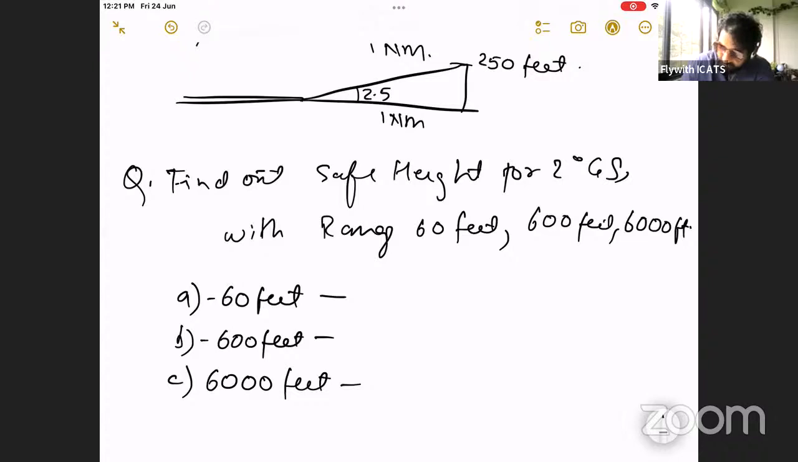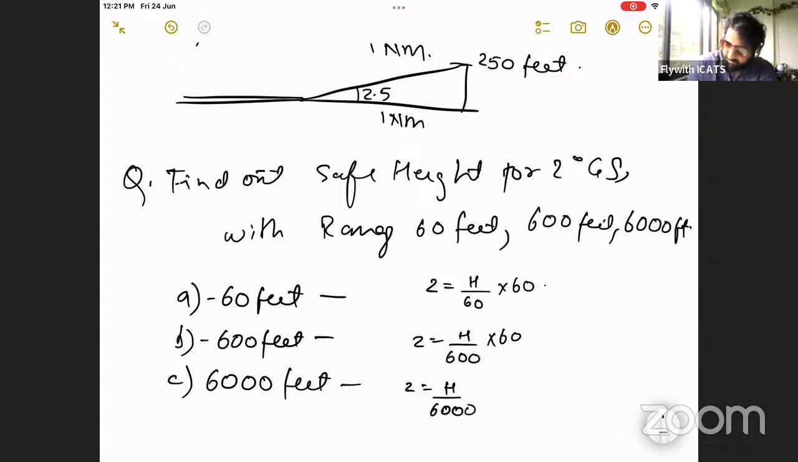If you're confused, then I'll give you the formula. 2 is equal to height, we need to find out, range is 60 into 60. Second one, 2 is equal to height upon 600 into 60. And third is 2 is equal to height upon 6,000 into 60. Correct?